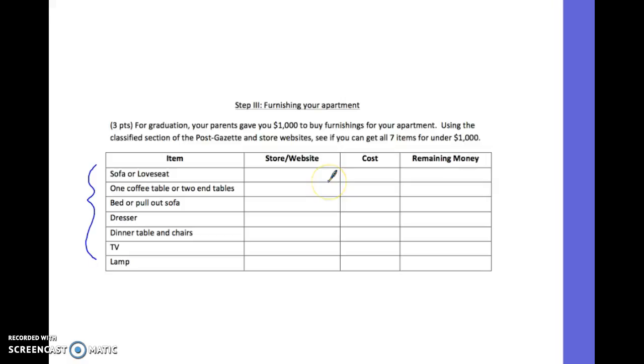So if the cost of your sofa is $300, your remaining money is $700. You must put dollar signs on the left. You will miss points if you do not do that.